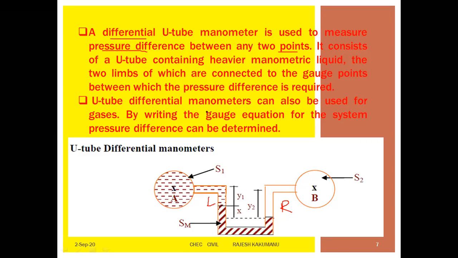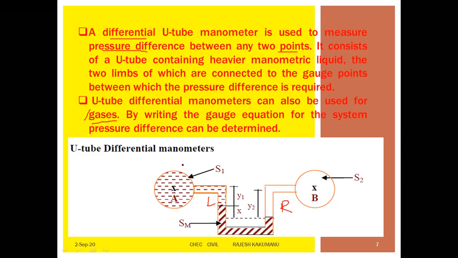The U-tube differential manometers can also be used for gases. Generally we are using them for measuring the pressure of a fluid in a container, closed or open. These are also used for measuring gases. By writing the gauge equation for the system, pressure difference can be determined. So whatever derivation we have done for the previous manometer, the same thing you can do by writing the gauge equation, and the pressure difference can be solved.